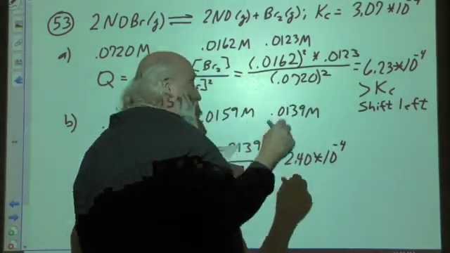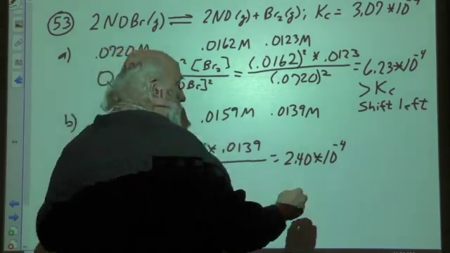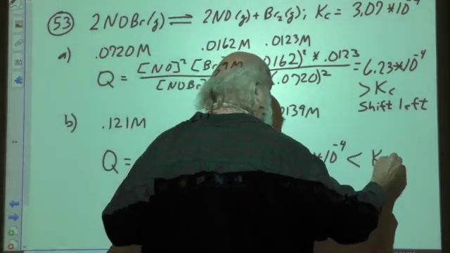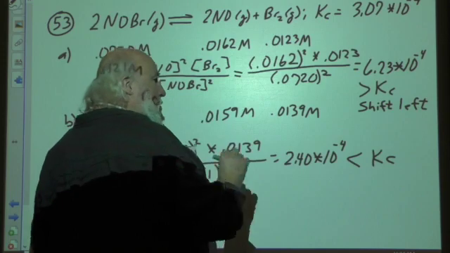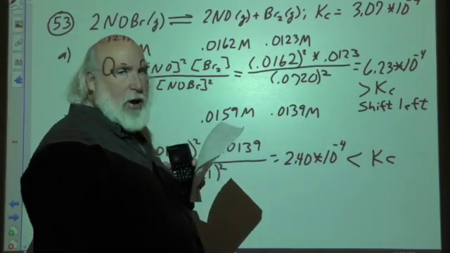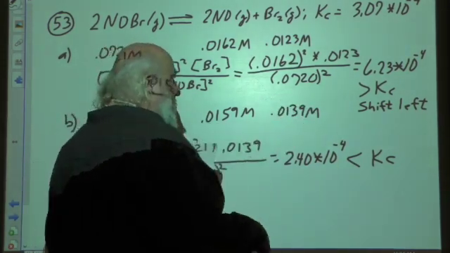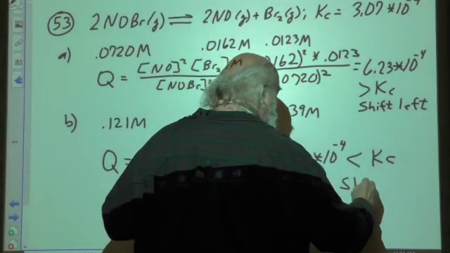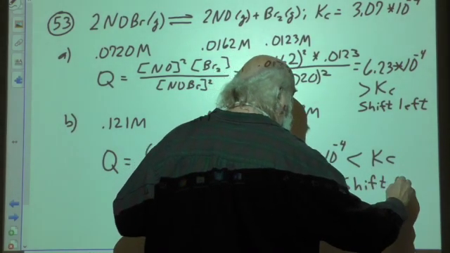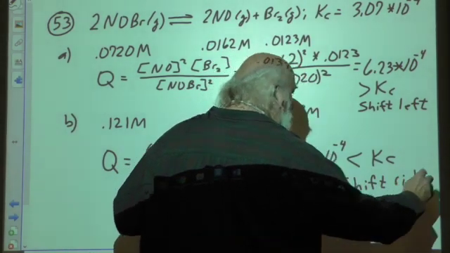Compared to that, you see it's just a little bit less, so this Q is less than Kc. That means this value has to be larger, which means we have to have more products, less reactants, so it's going to shift towards the products, which is on the right-hand side of the arrow. So it'll shift right.